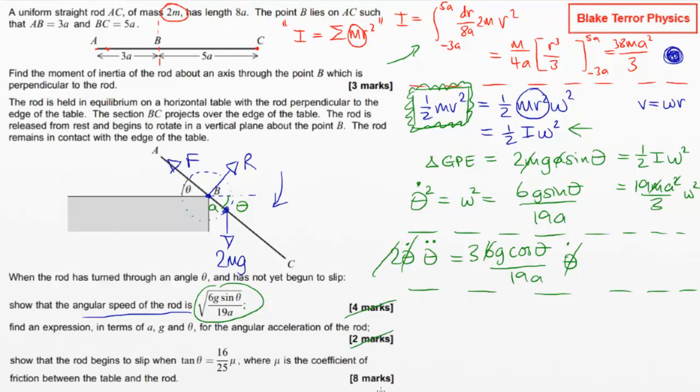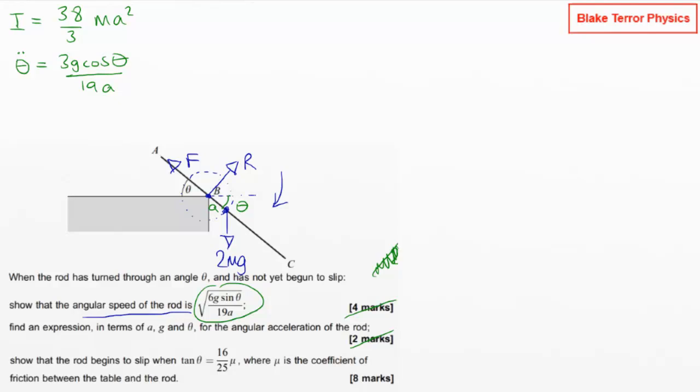Now we've got the really big bit at the end, so I'll have to make a bit more space for this one. Okay, I've done a quick bit of jiggery pokery there to get some space to move on to the last part. So now we need to show that the rod begins to slip at some particular angle. This tan theta is 16 over 25 mu, where mu is the coefficient of friction.